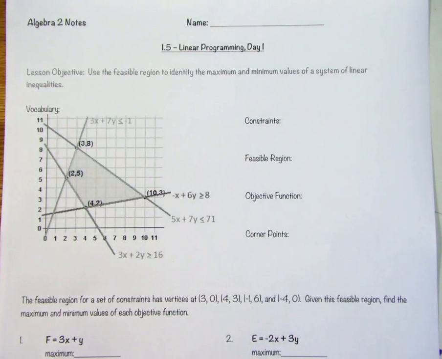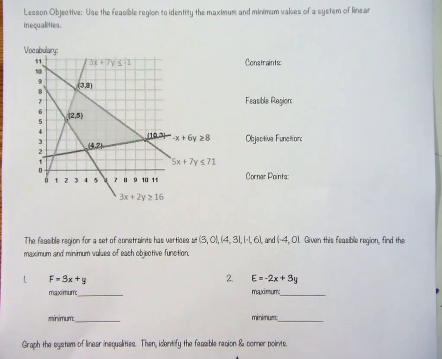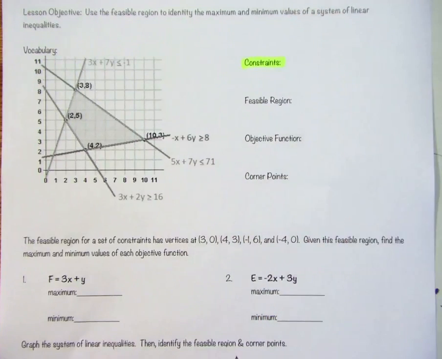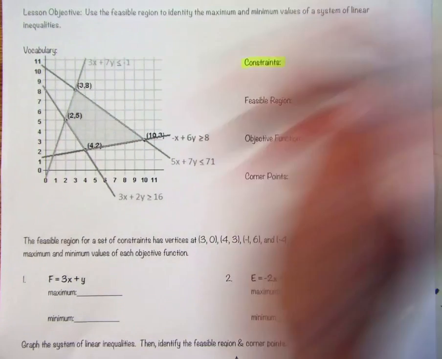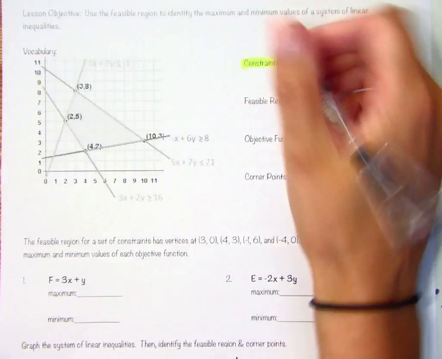To kind of get us started, we need to understand the vocabulary used in these types of problems. The first, which I already mentioned, is a constraint. Constraints are the inequalities in your problem.